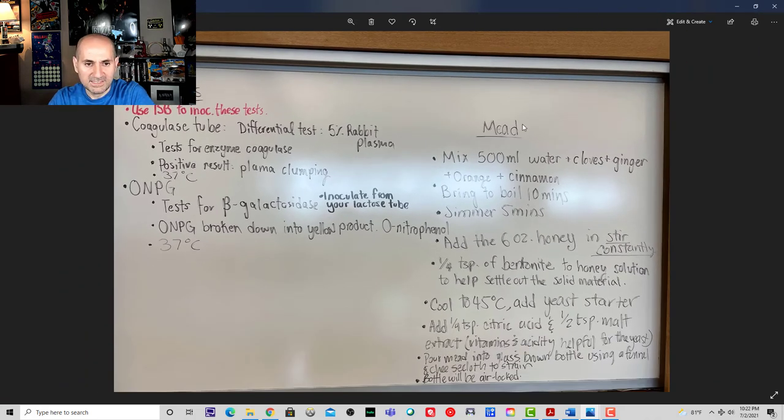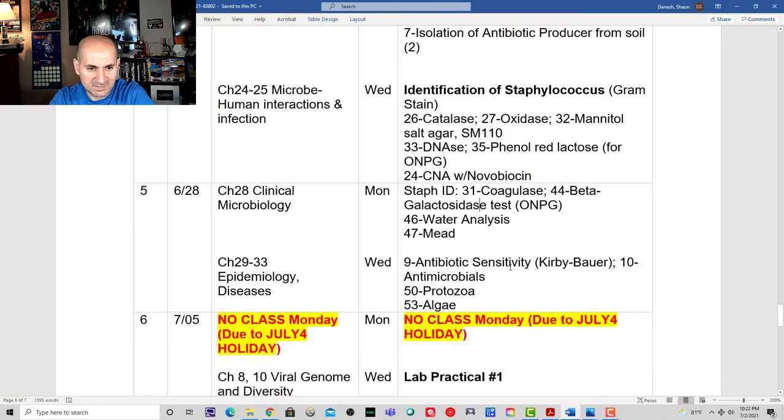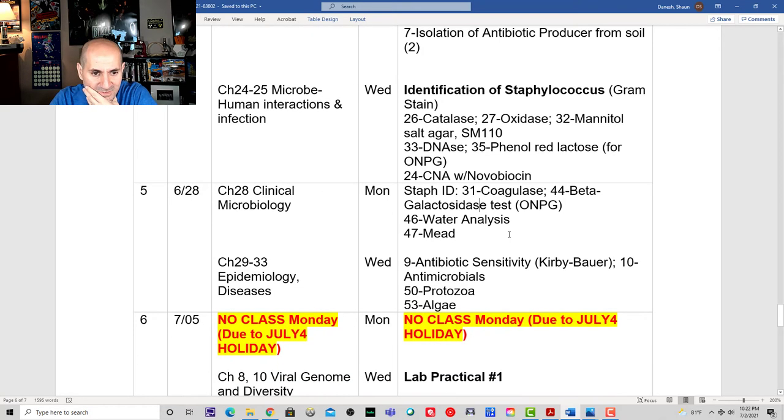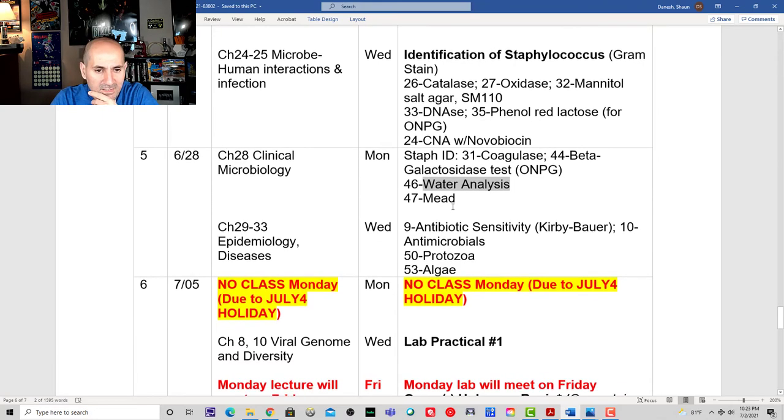We also did the mead activity, but I don't know of anything specific to mead that I need you to know for the exam. That was just a fun activity for us to do. Let's see if I've touched on everything here. I have touched on everything, and now we are off to water analysis. I don't know of anything in particular off the top of my head that we're including in the practical for water analysis, but if it dawns on me, I'll let you know.